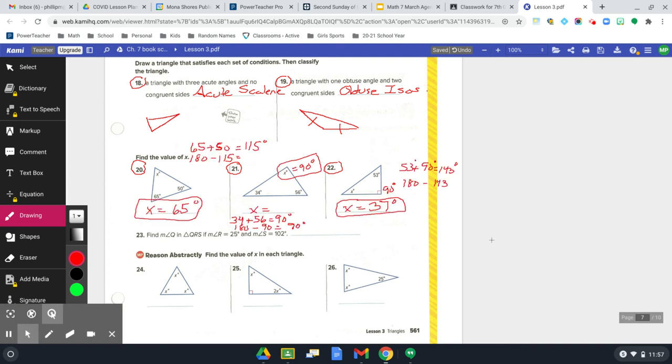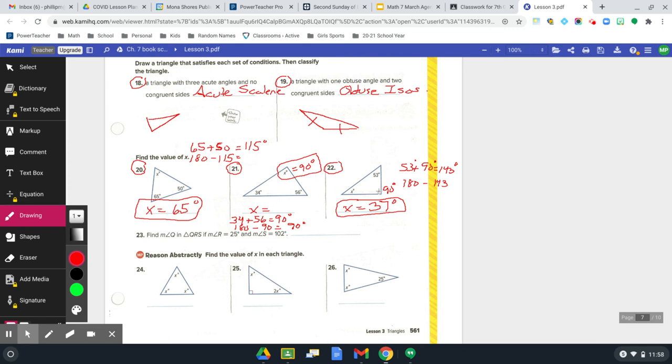All right, taking a look at 20, 21, and 22. Number 20. You should have X equals 65 degrees. You're missing that top angle measure. That's acute. So adding the two measures you have together and subtracting from 180, 65 degrees. Number 21, you have also, again, two angles, 34 and 56 that you're adding together, and that gives you 90 degrees, which means then your missing angle at the top is a 90-degree angle. X equals 90 degrees. 22.